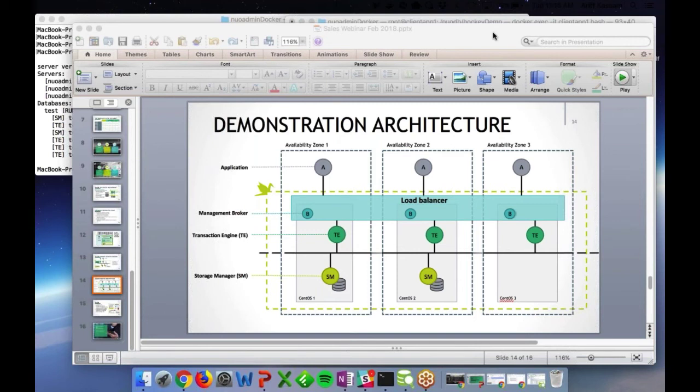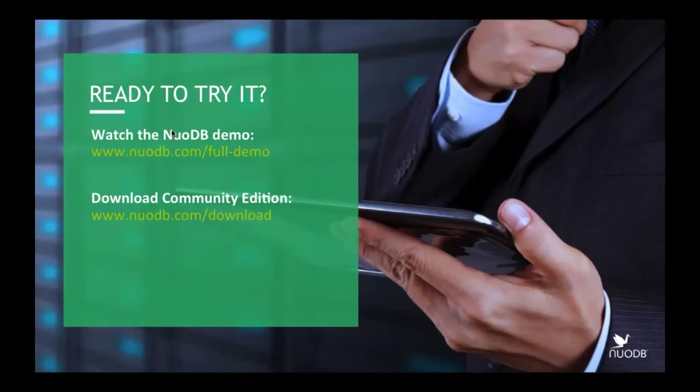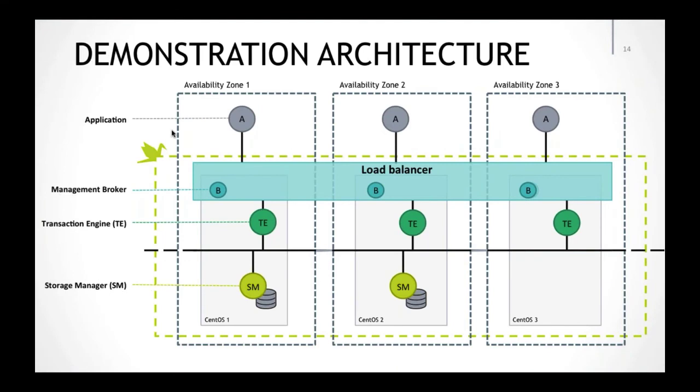Is it possible to run multiple databases using the same resources? That's a good question. In the architecture, let me just go back to another screen right here. In this case, this is showing what we call a domain. The domain is made up of 3 brokers, the letter B, 3 TEs, and 2 SMs. The 3 TEs and the 2 SMs are dedicated for a specific database.